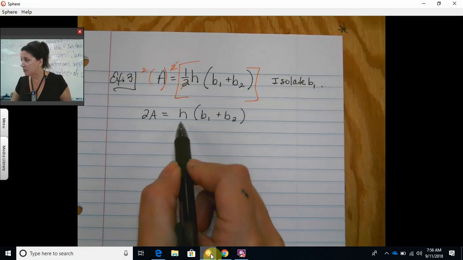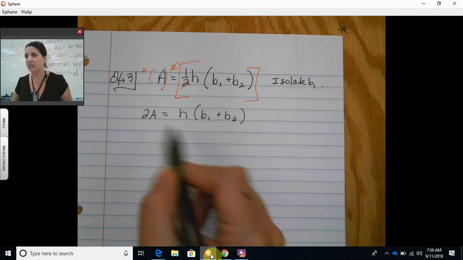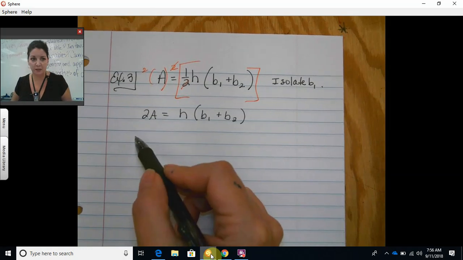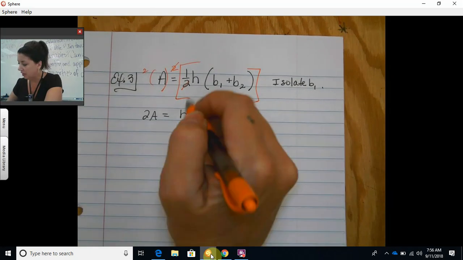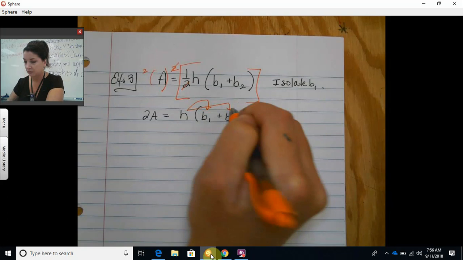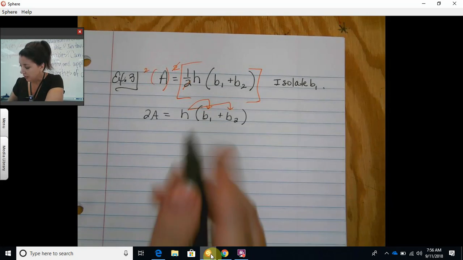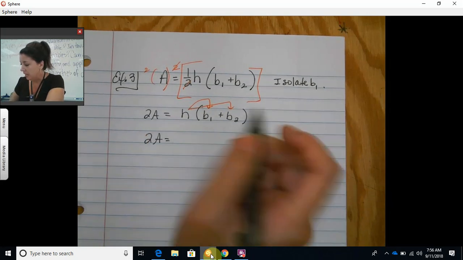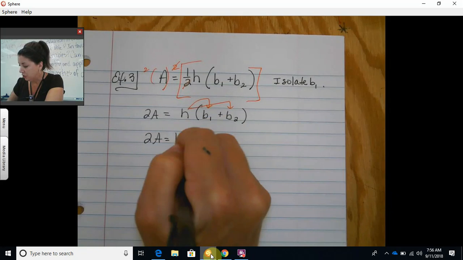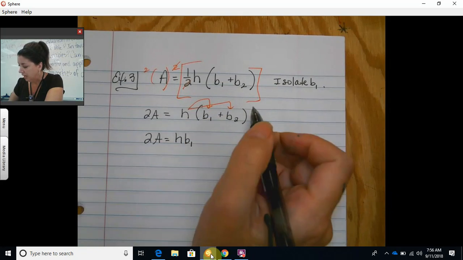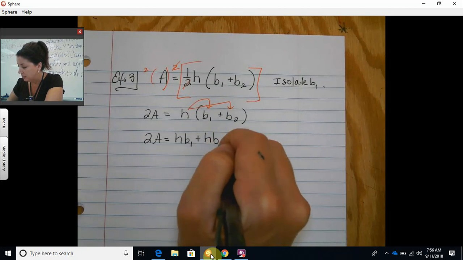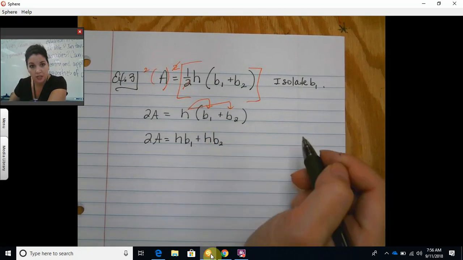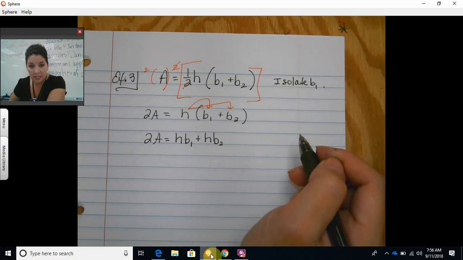I wouldn't want to divide both sides by base of 1 plus base of 2, because then I'm just creating a fraction over here and I'm going to have to get rid of it again. So I would go ahead and distribute the h now. So I have 2a equals h times base of 1 is h base of 1. H times positive base of 2 is positive h base sub 2. And remember, I'm trying to get base sub 1 by itself.